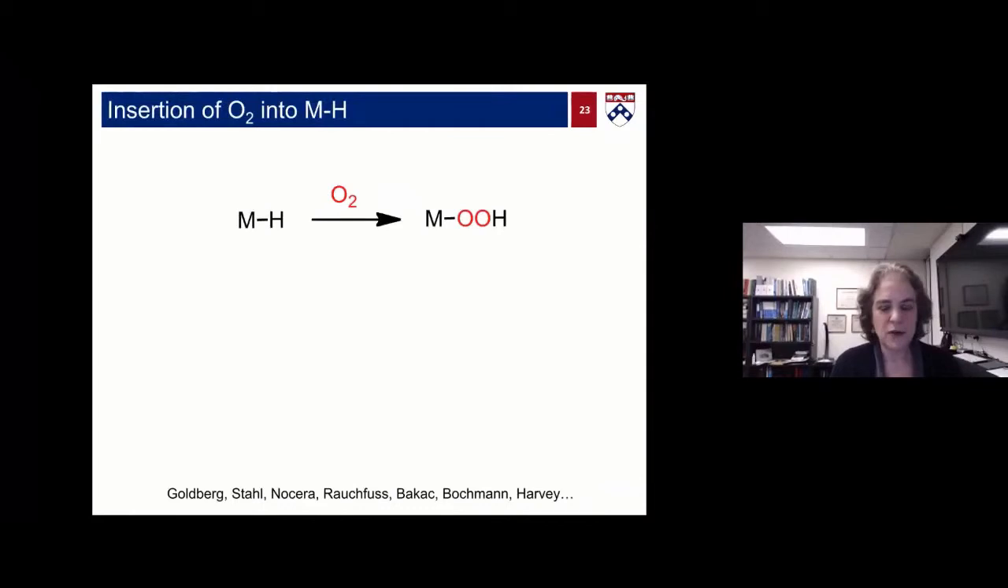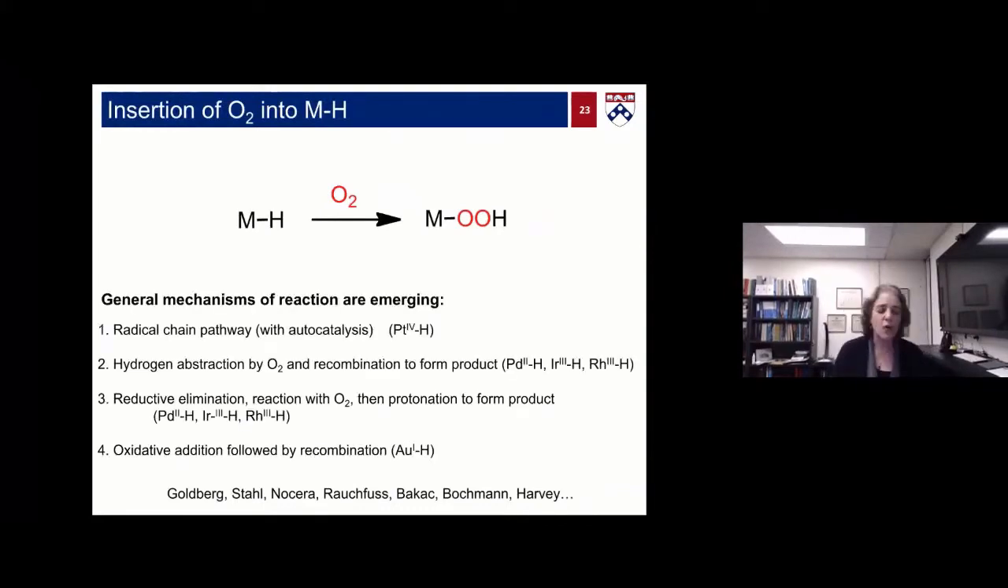Okay, then, so really what we have is that it's not quite as simple as the mechanism, for example, for an olefin or a CO insertion, where all the metals seem to follow a very similar mechanism. We're finding very different reaction pathways here, but what's comforting is that there have been various examples from different groups. So from Nocera's group and Rausch's group, we see some of the same types of patterns, whether it's a hydrogen atom abstraction mechanism or this reductive elimination mechanism. So these general mechanisms of reactions are beginning to emerge.